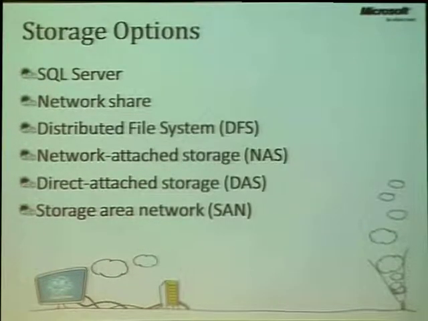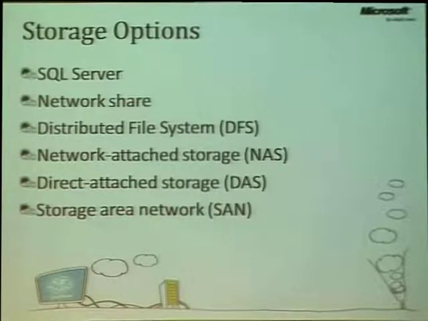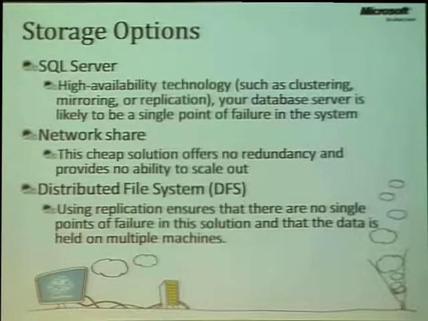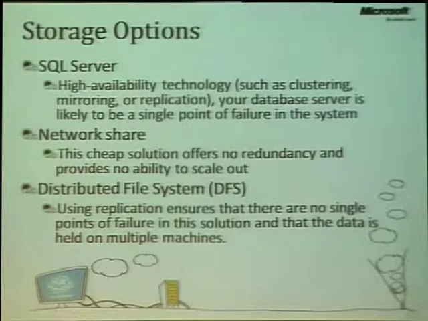So we think, what options are available for me? I have these storage options: SQL Server, network share, distributed file system, and so on. But when you look at each one, with SQL you need a high availability technology. If you want a highly available cluster, you need to do clustering, then keep mirroring, then do replication. But it still leaves you with a single point of failure, and so on.